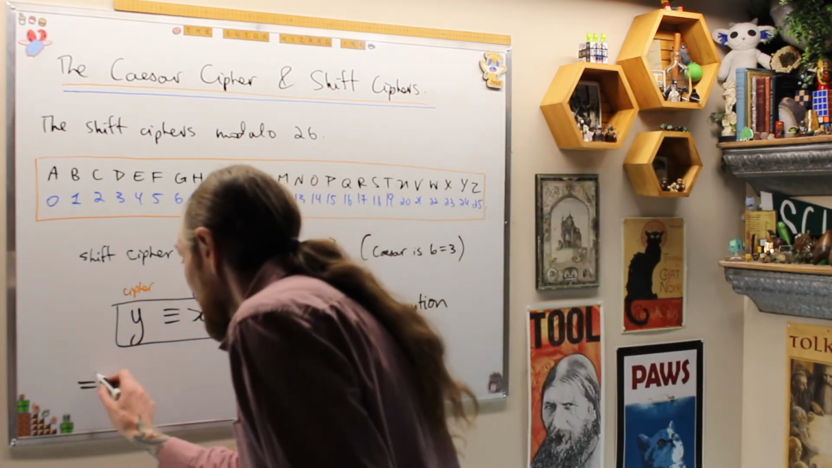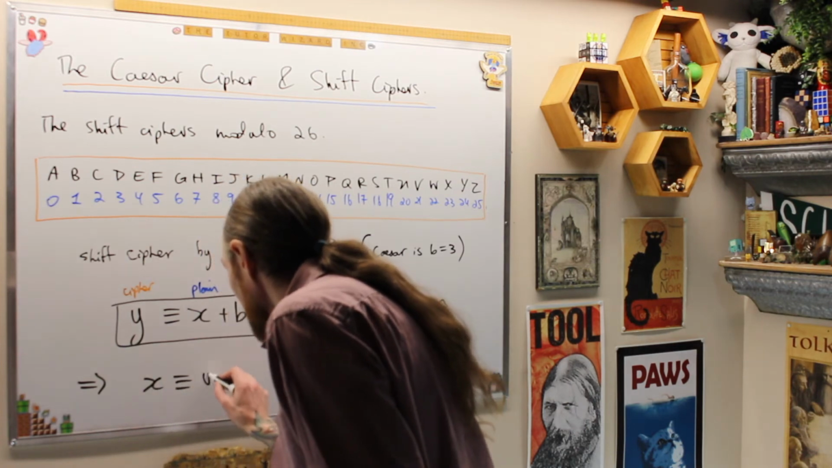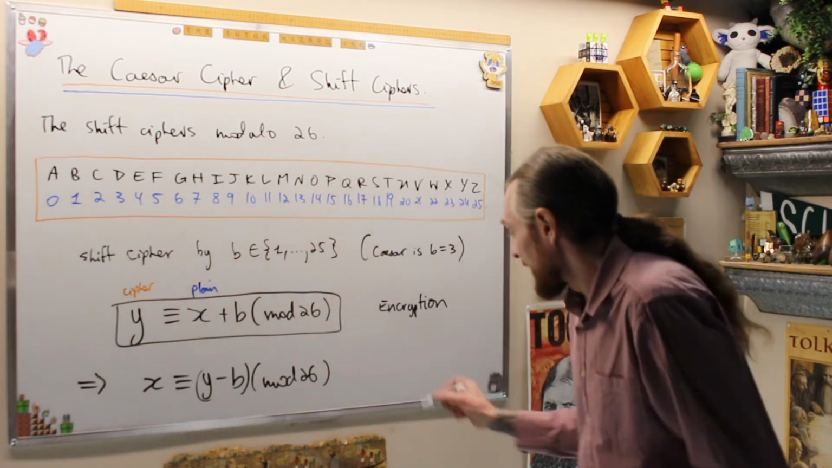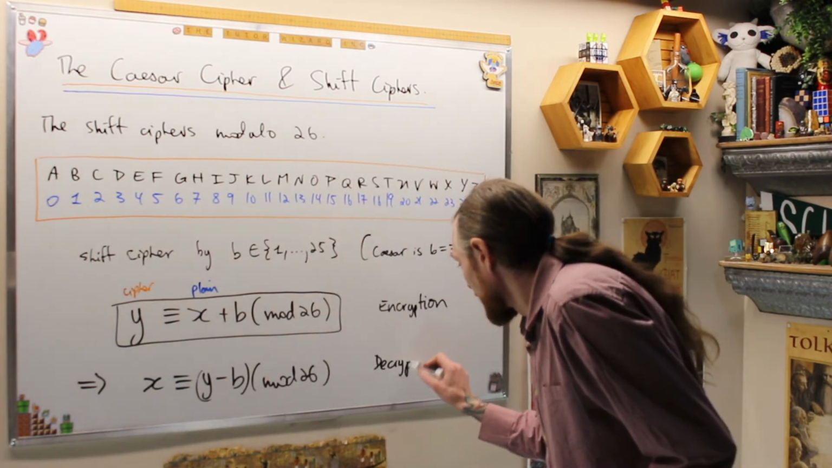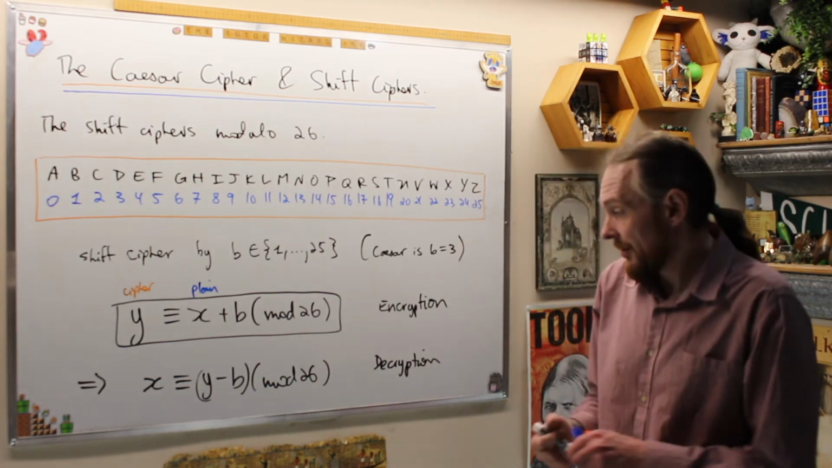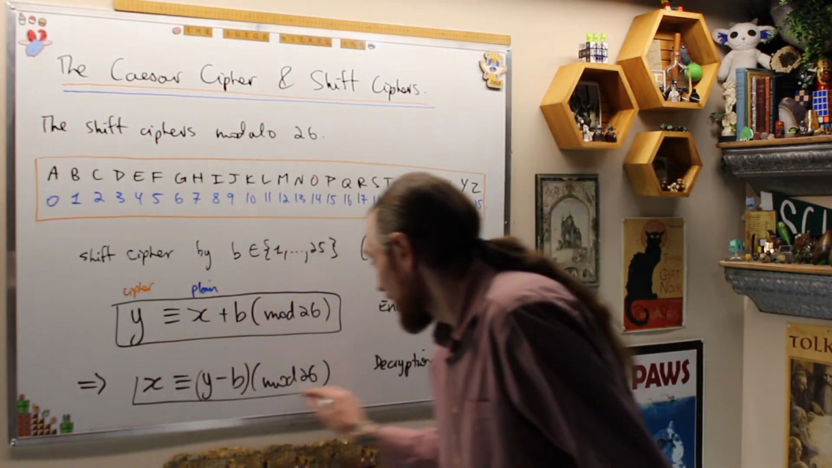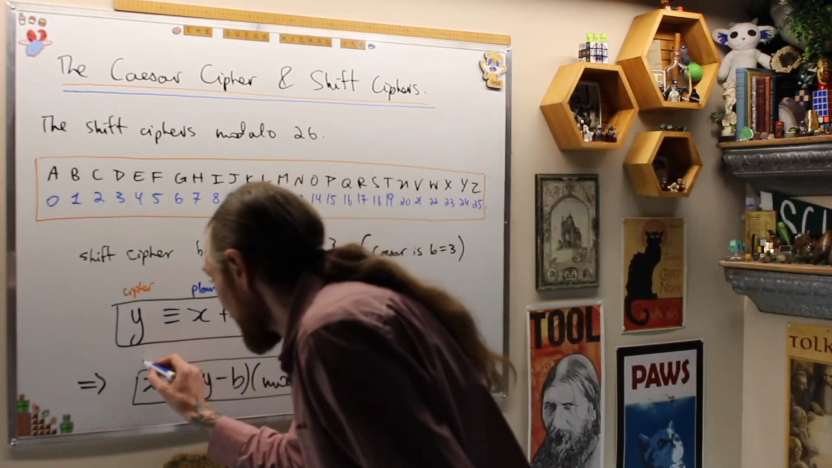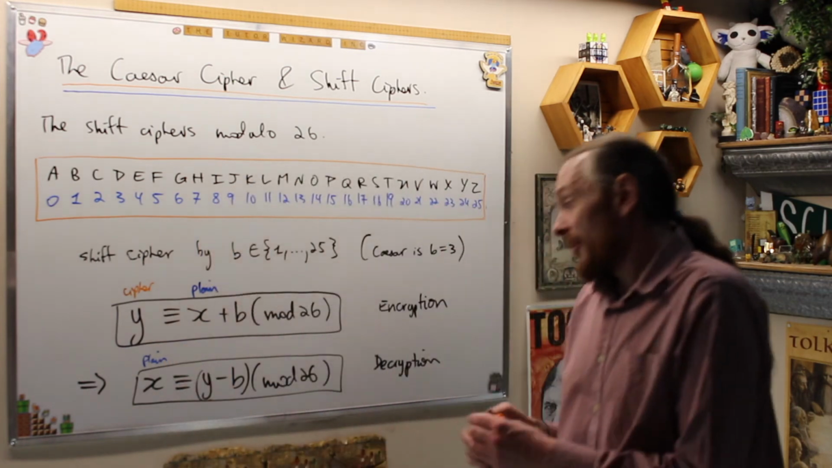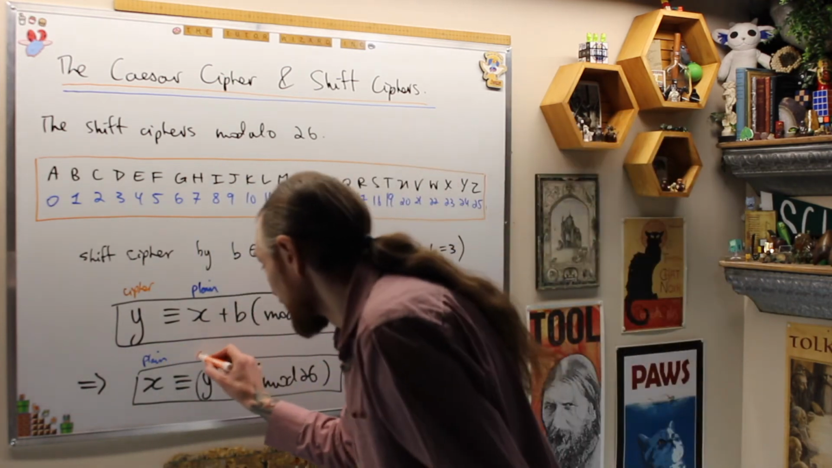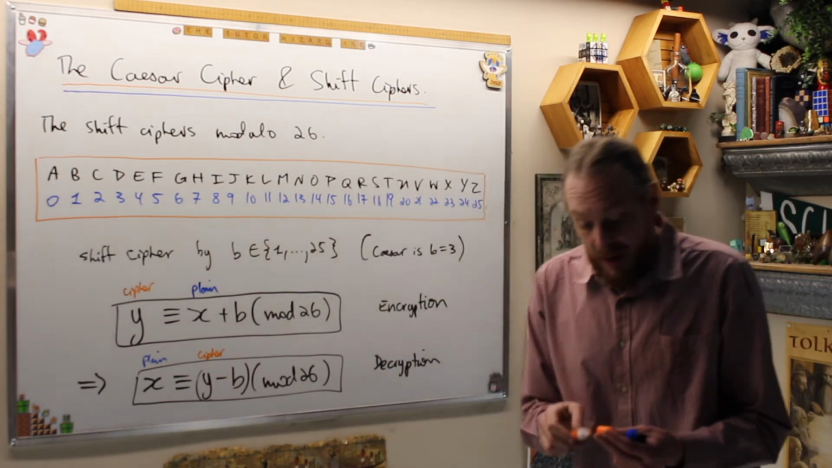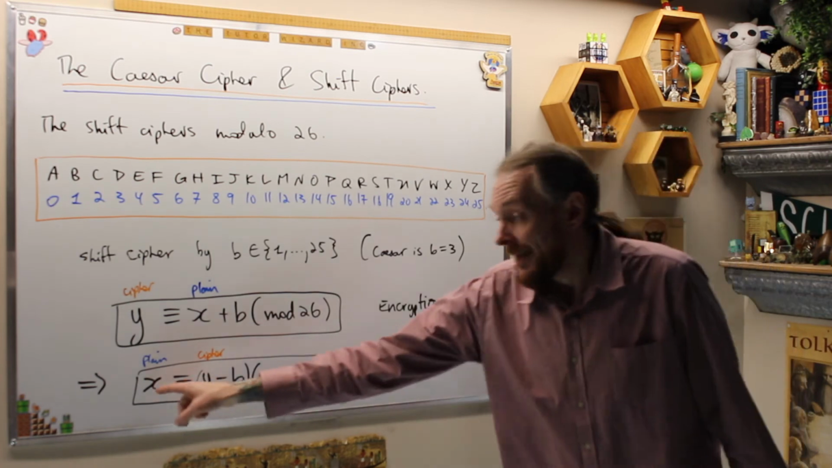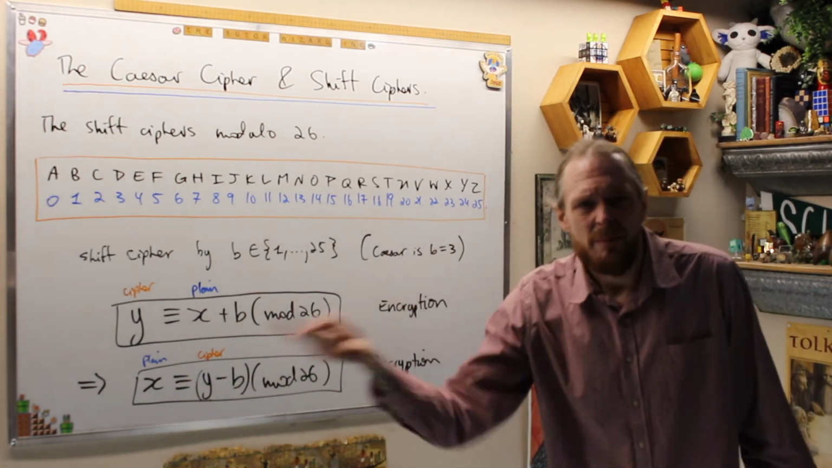So this will give us, if I subtract b on both sides, that x is congruent to y minus b modulo 26. This is the decryption cipher. This is going to be how we encrypt things, and this is going to be how we decrypt things. Again, when we're decrypting, we want the plain text from the input of the ciphertext. The little variable y stands for the ciphertext letters, and x is standing for the plain text letters that we're trying to transform back and forth.